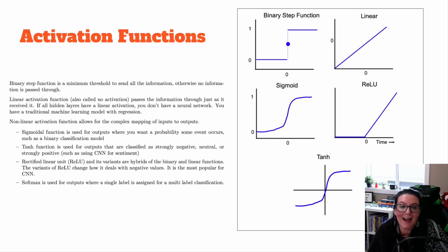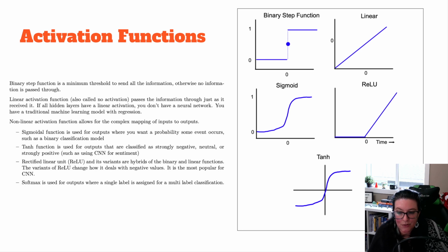When it comes to those activation functions, there are different types of activation functions. So you've got to choose which activation function is appropriate for the type of analysis you want to do. A binary step function is where there's a minimum threshold to send the information through. Otherwise, there is no information passed on at all.